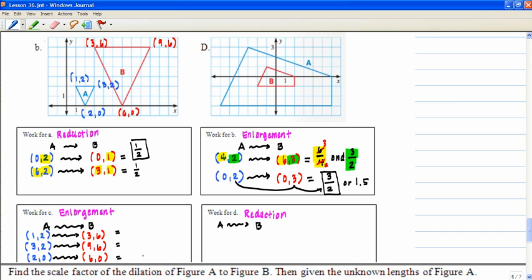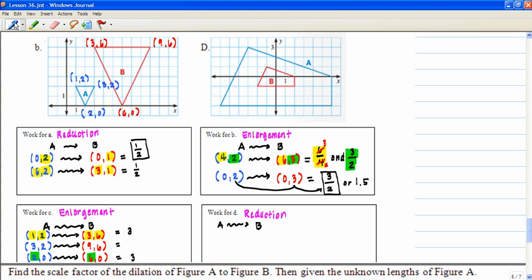So I'm going to do the easiest one first, and that's the bottom one. Going from 2 to 6 looks like a scale factor of 3. All right, so that's the easiest one. Let's go back up to the top. Going from 1 to 3 is a scale factor of 3. And from 2 to 6 is a scale factor of 3. So far that's pretty consistent.